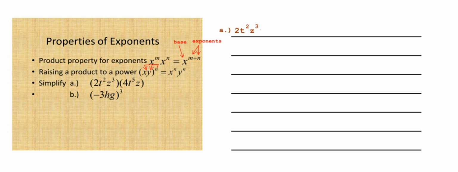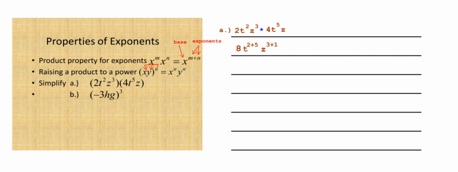We have 2t squared times z to the third. Keep in mind we don't really need the parentheses because it's pure multiplication, so we can show it as multiplication instead. So times 4t to the fifth times z. In this case, multiplying 4 times 2 gives us 8. T squared times t to the fifth, well, the equivalent is to say our base is the t, and we're adding the exponents of 2 and 5, so 2 plus 5.